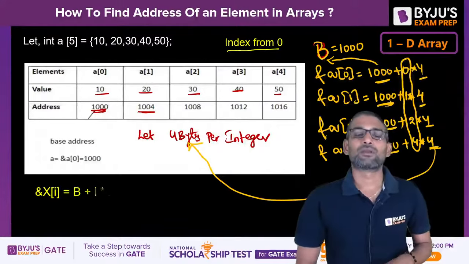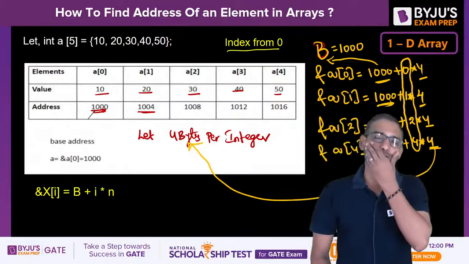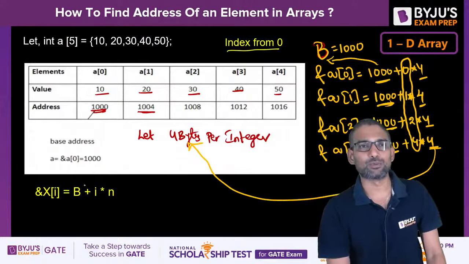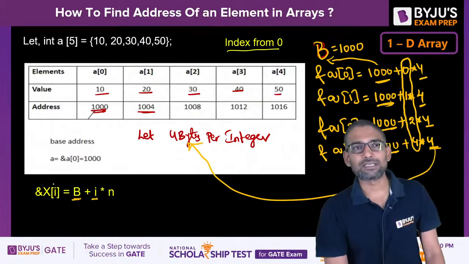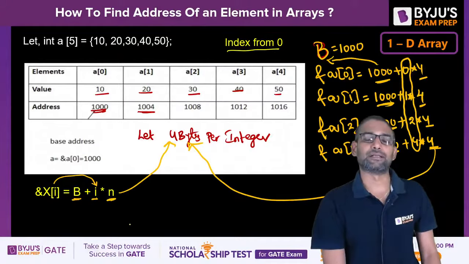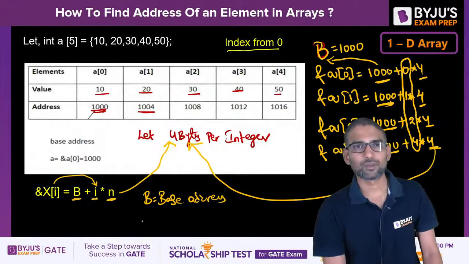What? Address of x of I, if x is an array, is equal to base address B plus I. What is I? Index multiplied by n. What is n? Size of each element. Right? So here B is equal to base address, I is equal to index, and n is equal to size of each element.